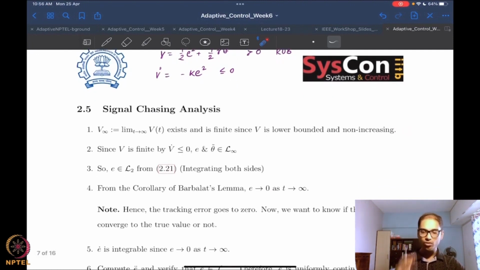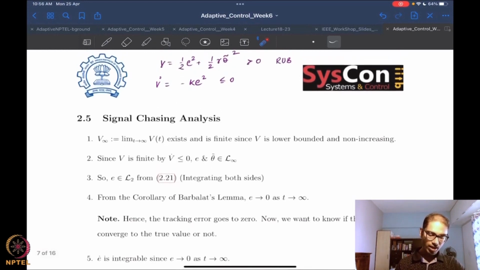Remember, you should compare these steps with what we did. I believe we did this for the spring mass damper example using Barbalat's lemma. You should compare these steps, and you should be able to see that they are rather standard. In fact, they're almost the same steps that we did even then, and in the same sequence also.